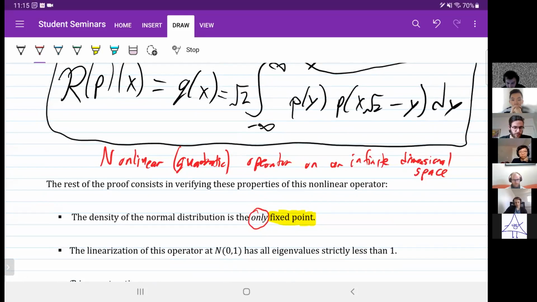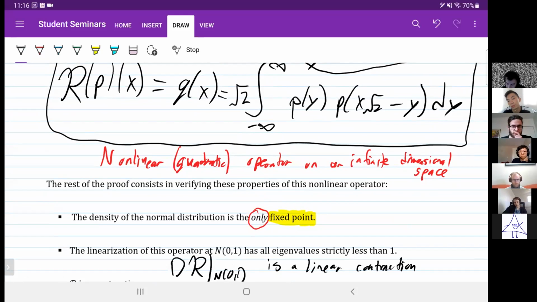The next thing is that we want to know that the linearization of the operator at the normal distribution N(0,1) has all eigenvalues strictly less than 1, which is to say that the differential of R restricted to the tangent space at N(0,1) is a linear contraction. All you need to do here is compute the eigenvalues and say they are all less than 1. In this case, despite the fact that this operator looks bad, you can find every eigenvalue and eigenvector of it. They have to do with Hermite polynomials. So you can actually solve this exactly.